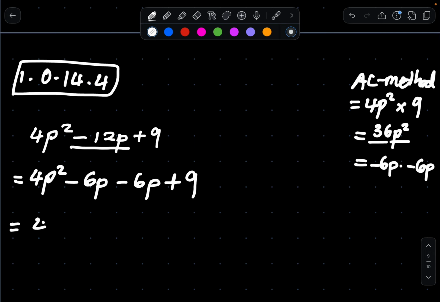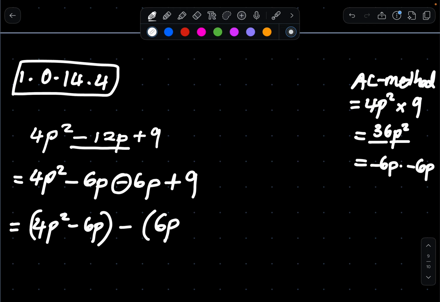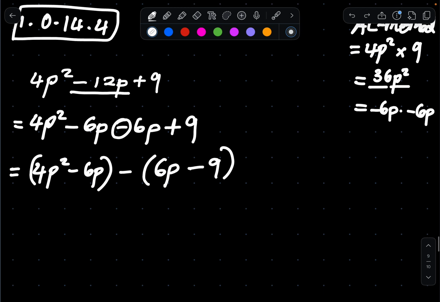The first two terms go together, so 4p squared minus 6p. And then this minus sign will be here. And then you have 6p. But here you might be tempted to say plus 9, but it's going to be wrong. Let me show you why. Negative times positive won't give you the positive. It will give you the negative. So you must be careful with the inside sign. So it must be minus 9, so that when you say negative and negative, you'll still get that positive there. Right. Perfect.